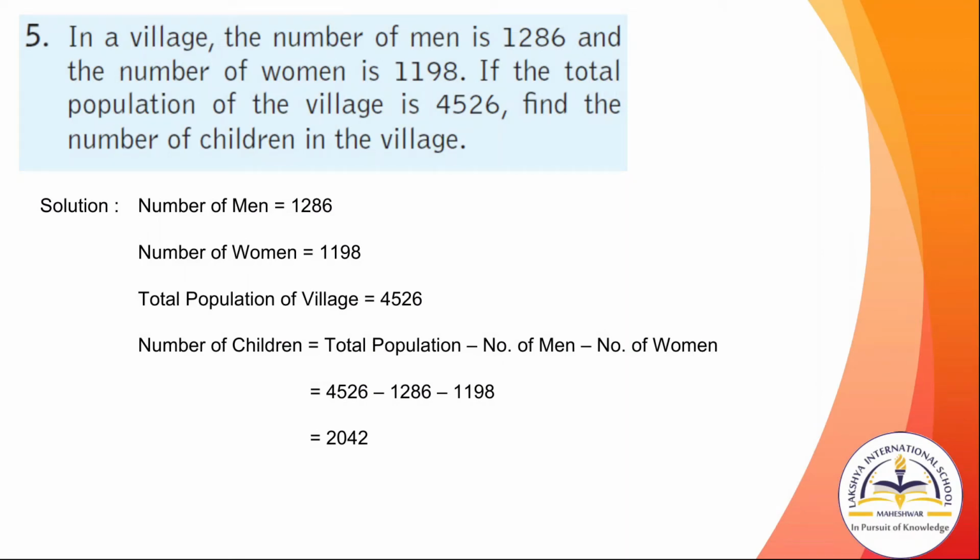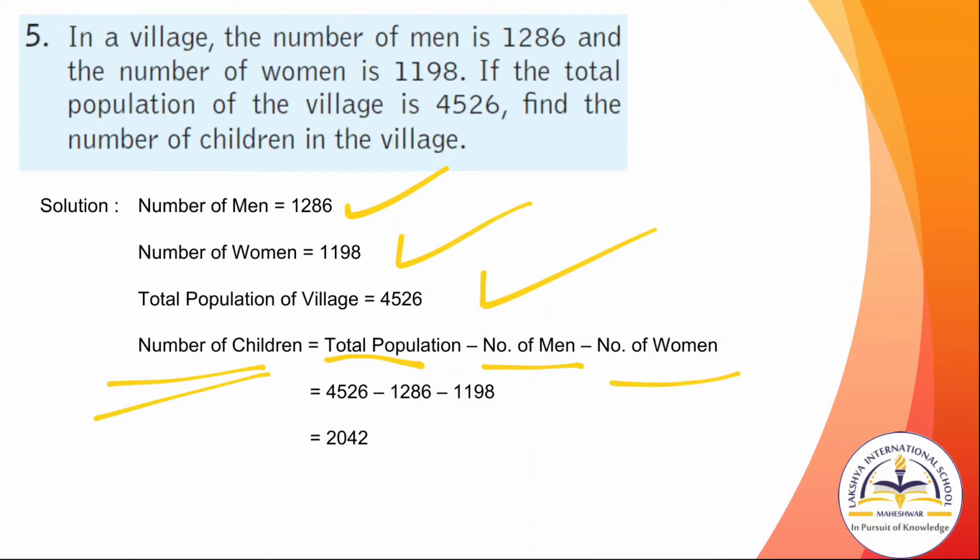Now question number 5, in a village the number of men is 1286 and the number of women is 1198. If the total population of the village is 4526, we have to find the number of children in the village. So we have the number of men, women and total population, and we have to find the children. The remaining ones are children. So total population minus number of men minus number of women. Total is 4526 minus number of men and minus number of women. The remaining will be the children.